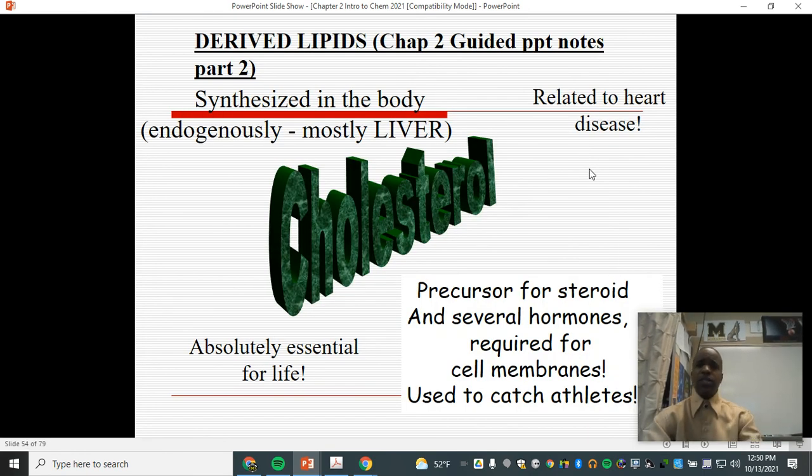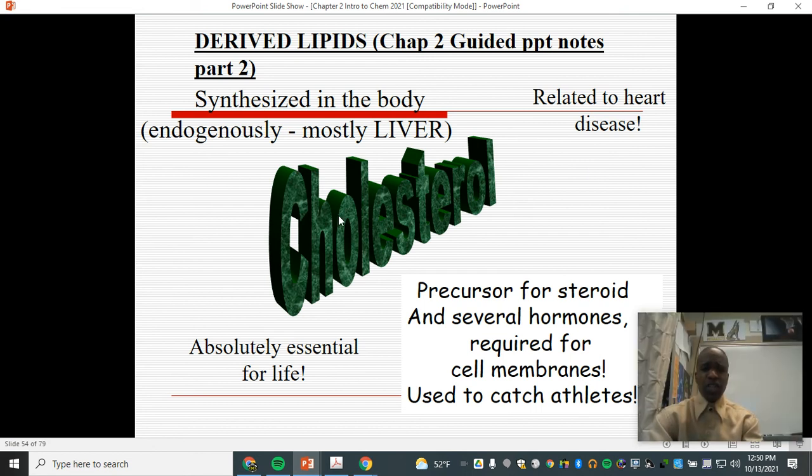Cholesterol. Cholesterol is also a type of fat. It can be produced by the body. It is produced by the liver, but this type of fat can be given a bad name. Too much of it is related to heart disease. Not enough of it, you don't have enough of the steroids and hormones to do what you need to do.